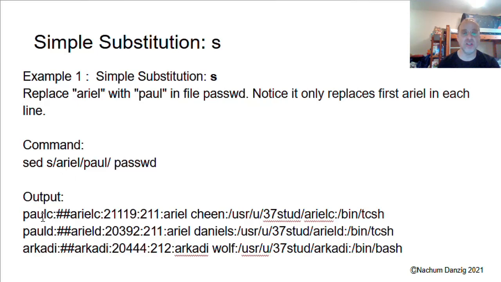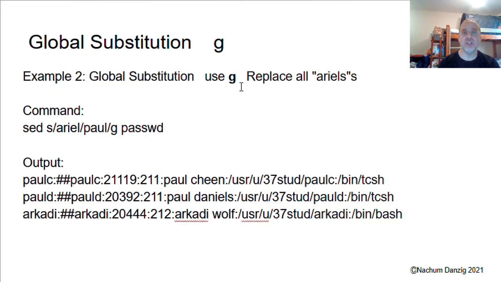So instead of Ariel C, it says Paul C. Notice that this Ariel didn't change, and this Ariel did. It works line by line. So each time on each line that it sees the word Ariel, it replaces it with Paul, but not the second or third or fourth Ariel. To get it to do that, we use the G, or global substitution. So now we replace all the Ariel. So we substitute Ariel with Paul globally. So Paul C, Paul Cheen, here Paul Daniels, etc. And here Paul C, Paul D. Everywhere where it said Ariel is now Paul. The third line didn't get affected because there's no Ariel there.